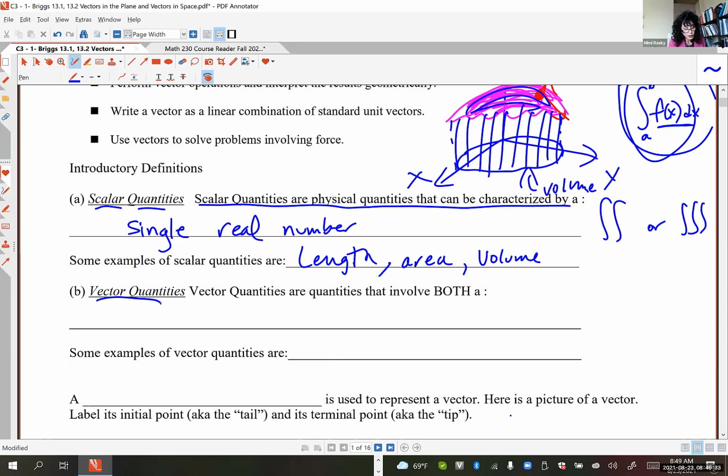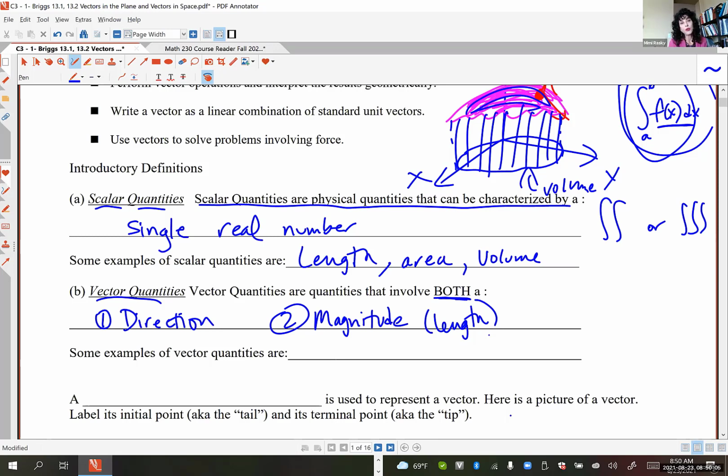Vector quantities are quantities that involve both. So that's going to be two things here. Write these down. Number 1, a direction. And number 2, magnitude. Now, magnitude is kind of a weird word. It's a fancy word for length, but it may not always mean length if you're working with vectors that are in 4 dimensions or 5 dimensions or 20 dimensions.